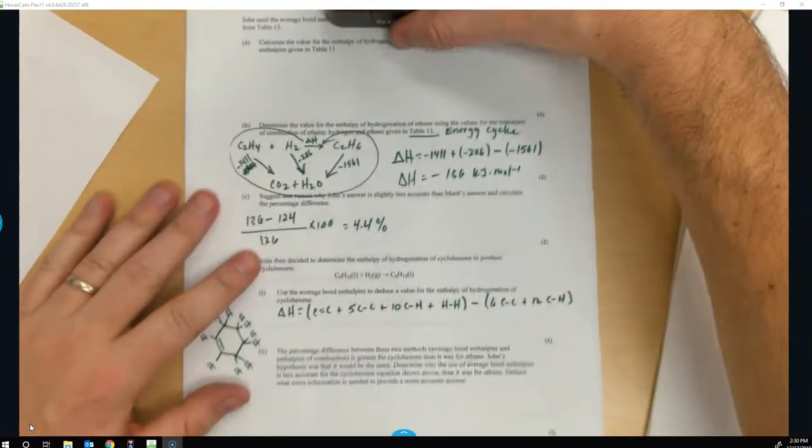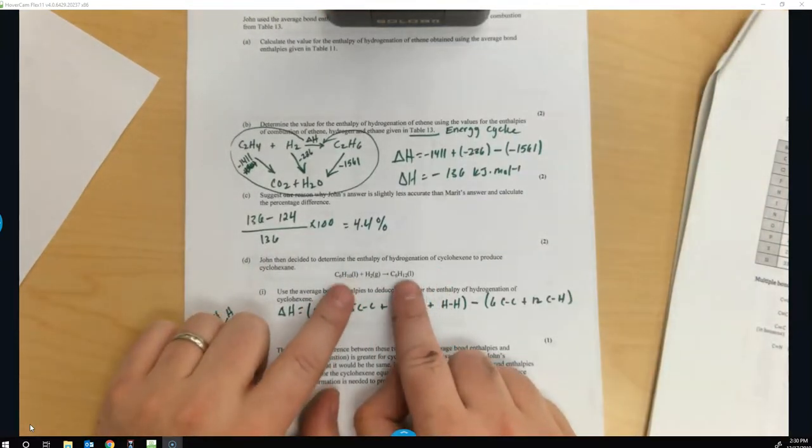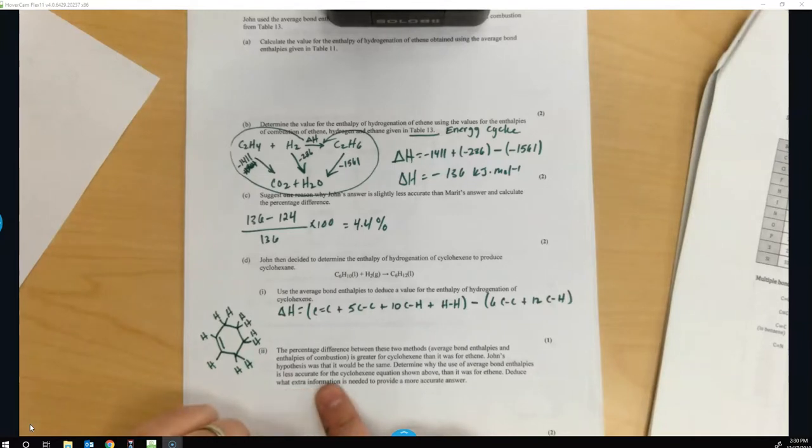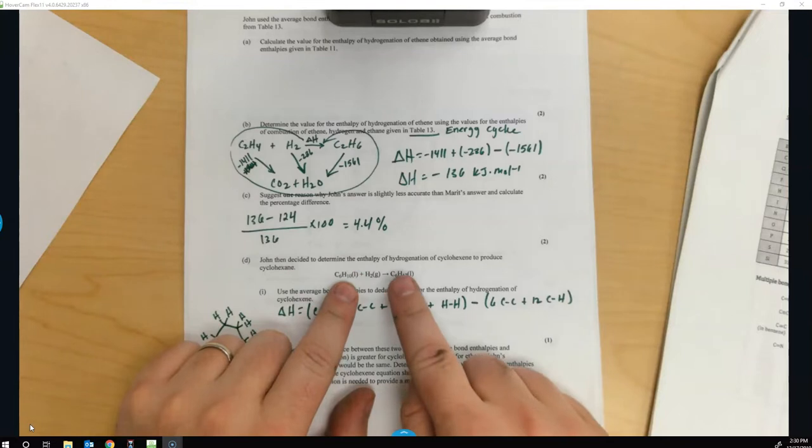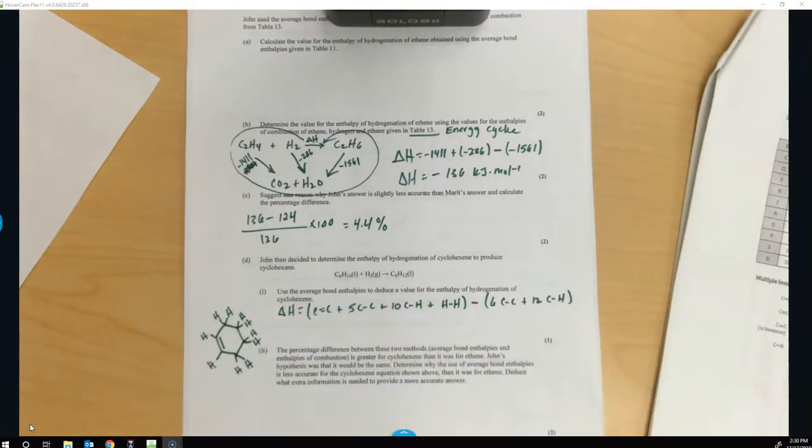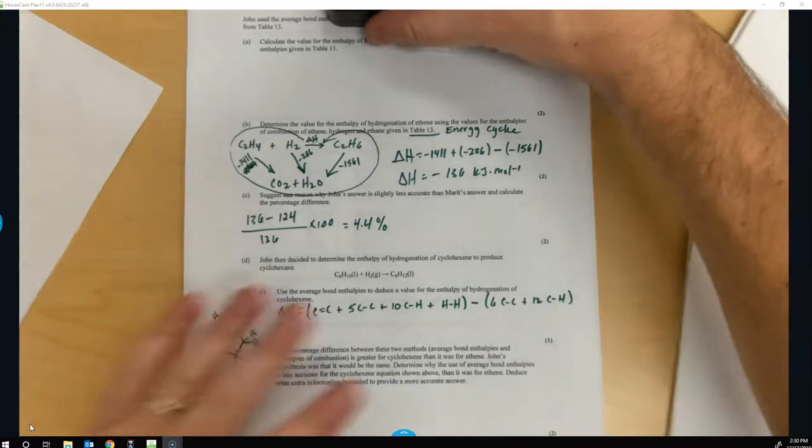But if we look at the cyclohexene reaction, we have liquid and liquid. So when it asks us what information we would need to provide a more accurate answer, I would say the bond enthalpy for the bonds specifically in the gaseous versions of cyclohexane and cyclohexene.